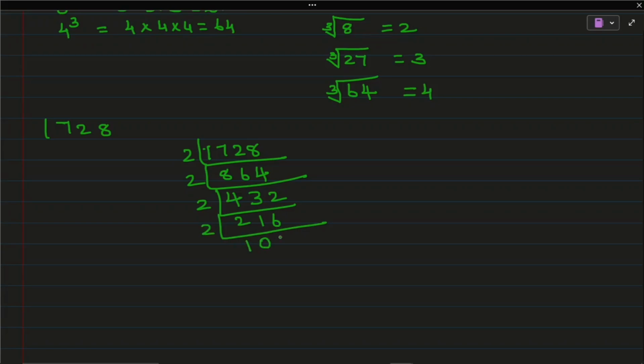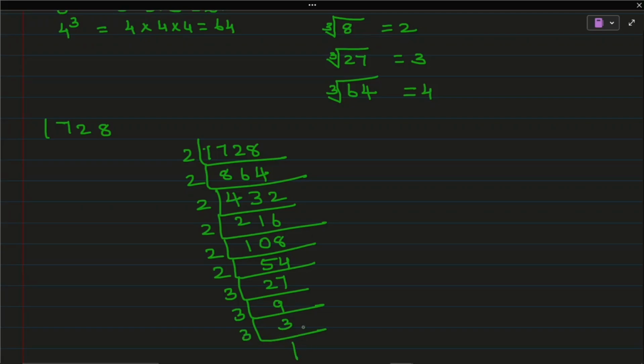So 108. Then again with 2, 54. Divide with 2, 27. Now 3, again 3, again 3. Then last 1. So if you want to find the cube root of 1728, first we have done the prime factorization.